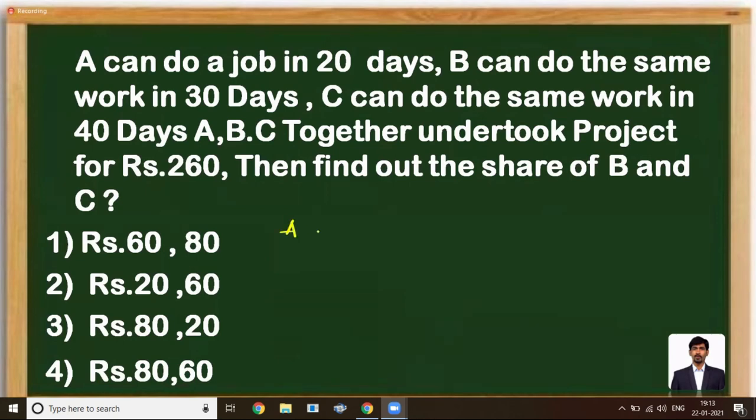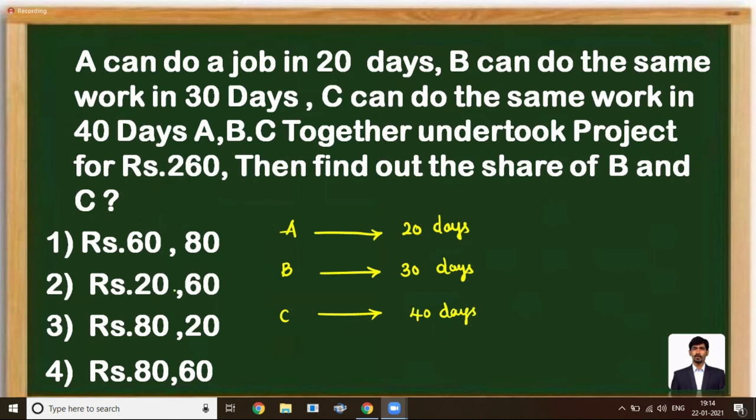The question is narrated in such a way that A can finish a work by taking 20 days of time, B can finish the same work by taking 30 days of time, and C can finish the same work by taking 40 days of time. As per the story which is given, A, B, C are working together for a project at a rate of 260. Find out the share of B.